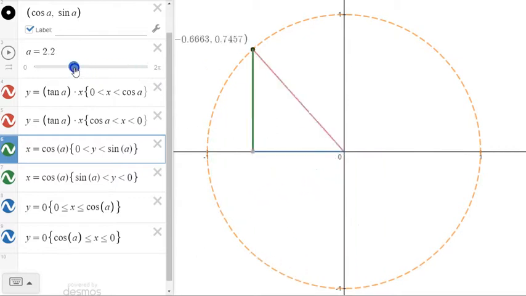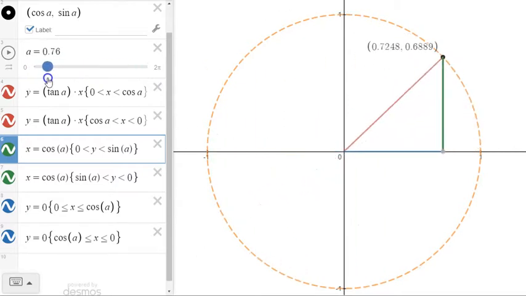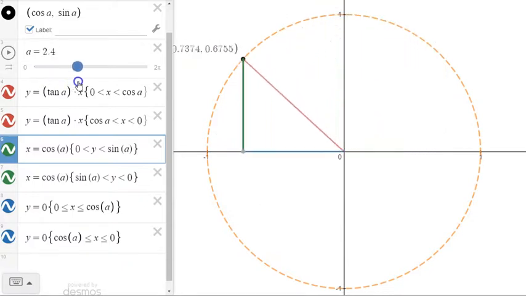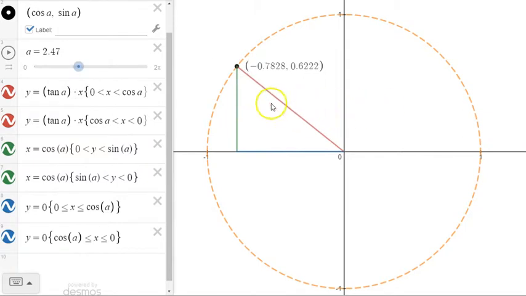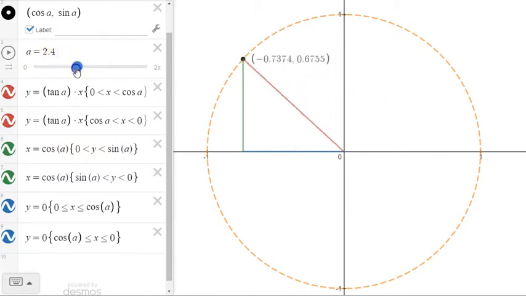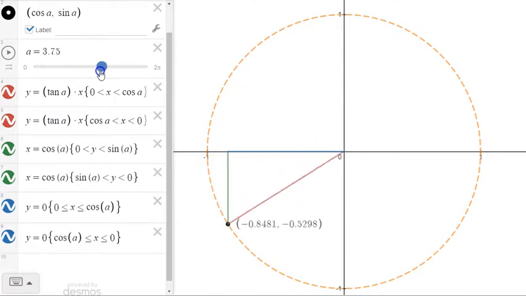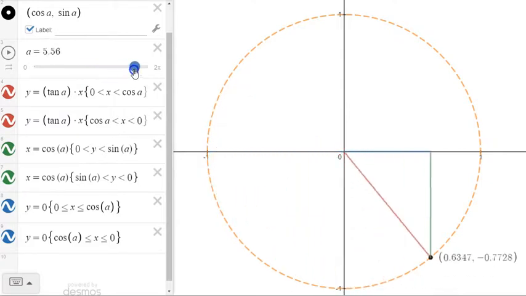Another thing we can notice is when cosine is positive and negative. In quadrant 1, it's positive. In quadrant 2, it's negative, as it's on the left-hand side of the y-axis, so in the negative x region. In quadrant 3, it's also negative, and in quadrant 4, it goes back to being positive.